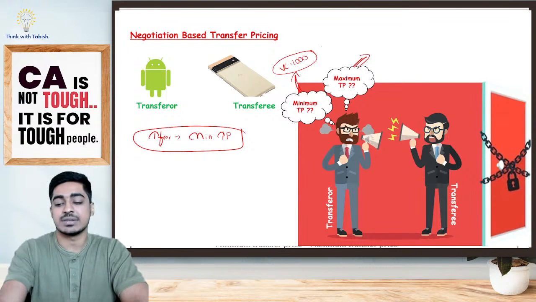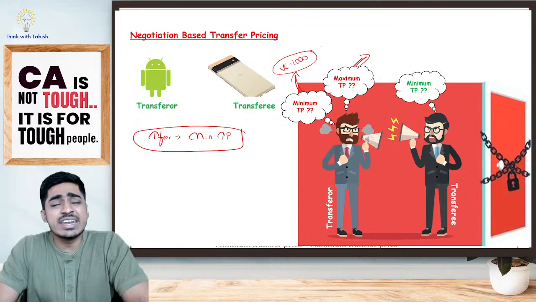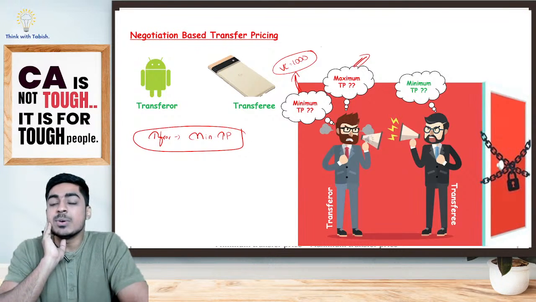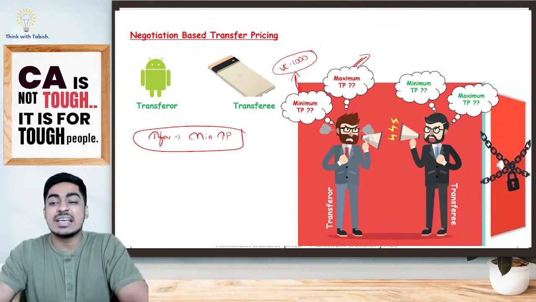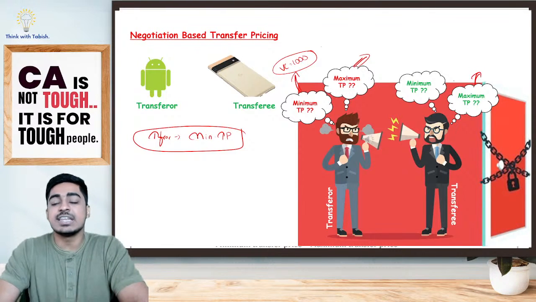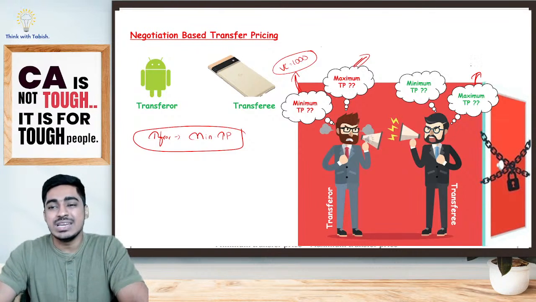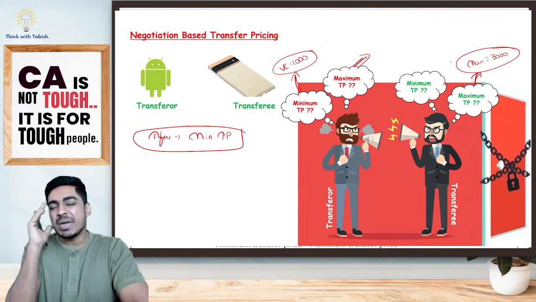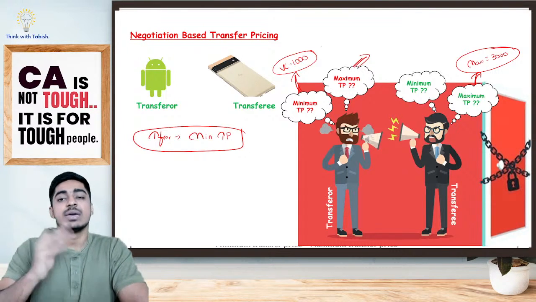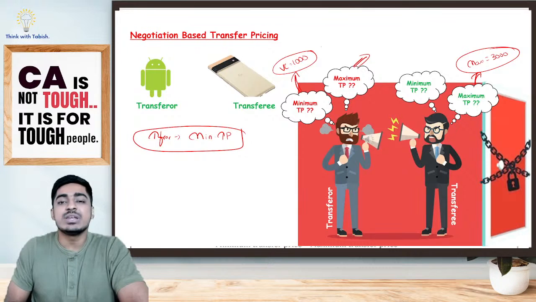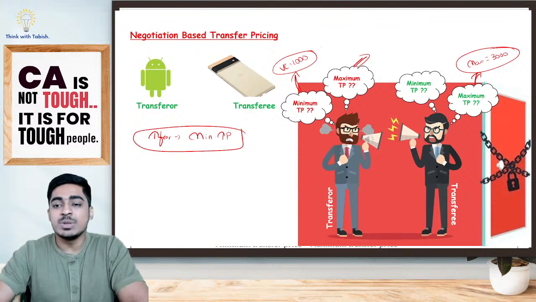Now, the transferee is there. Will the transferee keep in mind the minimum amount he will pay? First, the transferee will think about the maximum transfer price. The transferee is saying, the maximum I can pay is only 3,000 rupees. That might be there in his mind. He is saying, maximum I have with me is 3,000 only. The maximum an outside supplier is giving to me is at 3,000. So maximum I will pay 3,000 rupees only. More than that I cannot pay. That will be there in the transferee's mind.